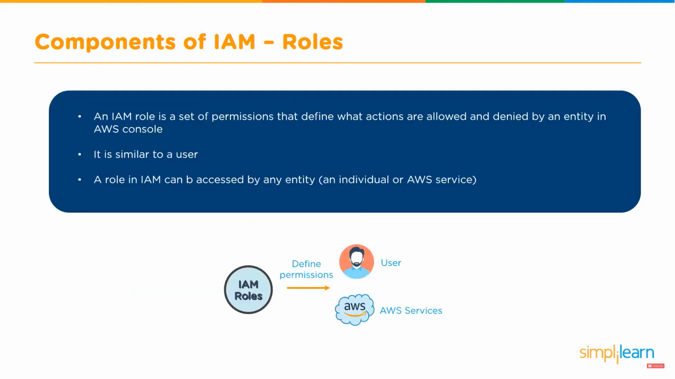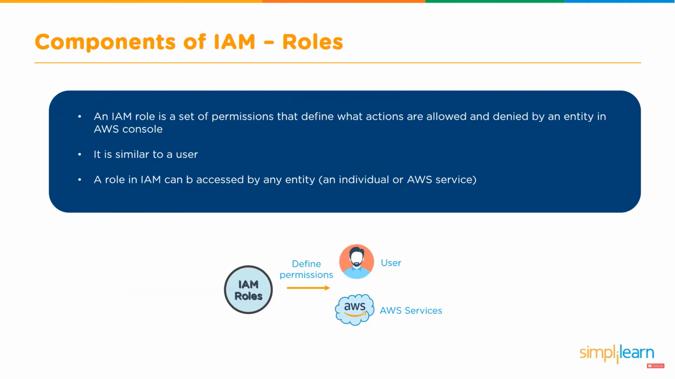Let's talk about this next component called role. Now this role is very similar to everything that we discussed so far. It's a set of permissions that defines what actions are allowed and denied by an entity in an AWS console. The role is very similar to a user. I said very similar. I didn't say it's the same as the user. And the difference is that user is hard-coded.